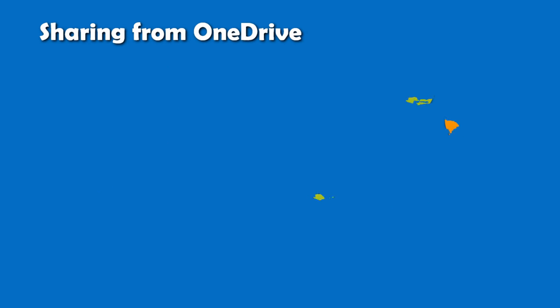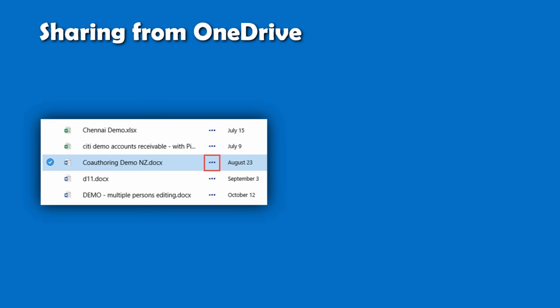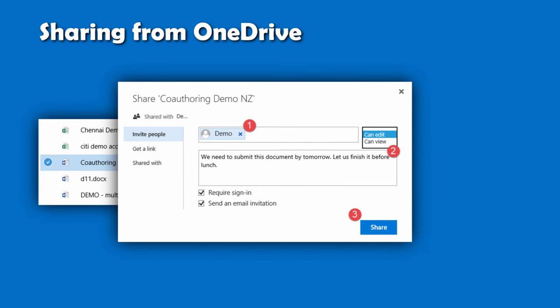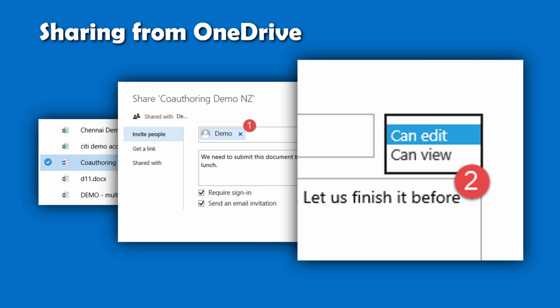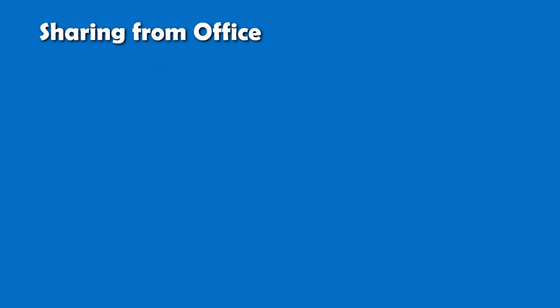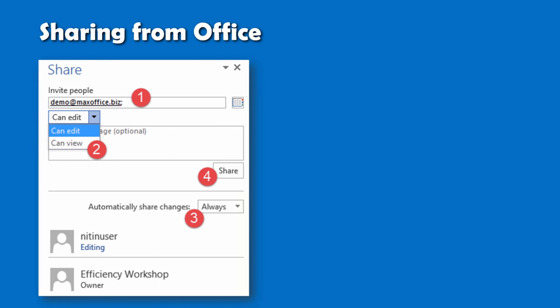Now, you don't need to send attachments with emails. Just share the file from OneDrive itself. Add the email ID of the person and choose whether they can view or edit the file. Remember that you have never had this level of control on your files and sharing. A better option is to share it directly from Word, Excel, or PowerPoint.